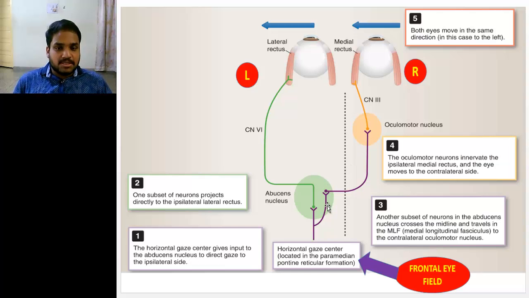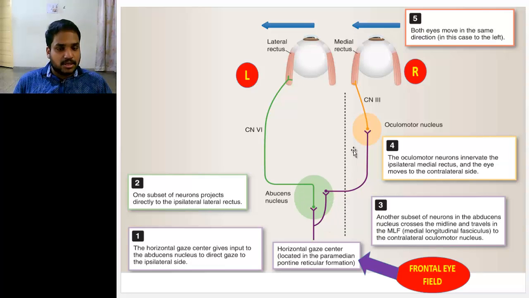So the impulses from the abducens nucleus reach the oculomotor nucleus, and the oculomotor nucleus gives the supply to the medial rectus of the right eye, and this medial rectus will contract. As a result both eyes move in the same direction to the left, and the person is able to look to the left. So this is the concept of horizontal gaze. Once again: right frontal eye field, left PPRF, left abducens nucleus and left sixth nerve. The left lateral rectus is contracted, and the left eye is able to look to the left.